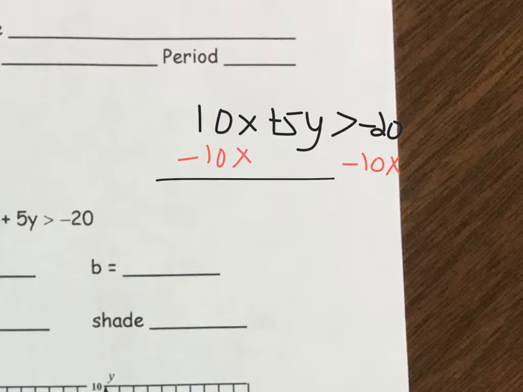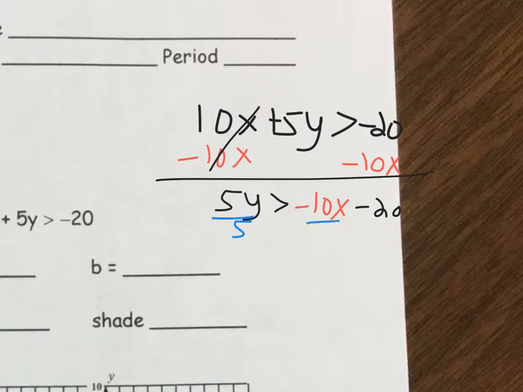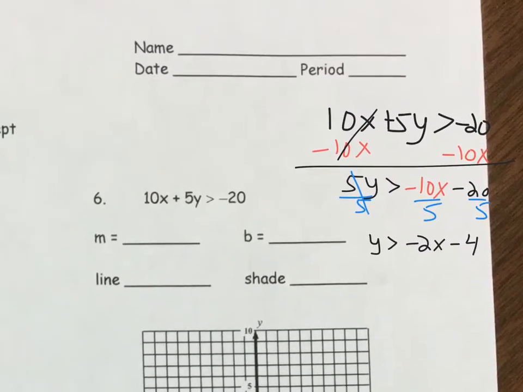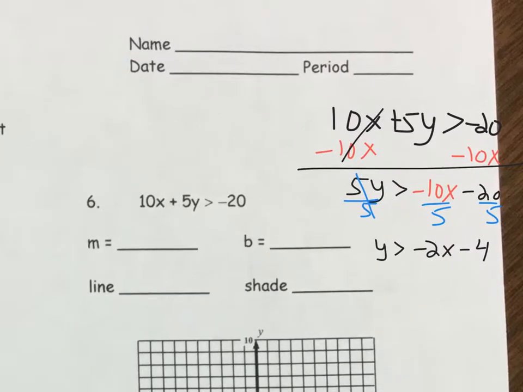All right, and now I'm going to have a positive 5y is greater than, this turns into a negative 10x minus 20. All right, perfect. And then the last step is to divide by 5 on both sides. So your new inequality should be y is greater than negative 2x minus 4. Okay. All right, perfect.